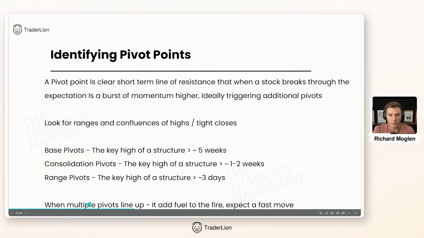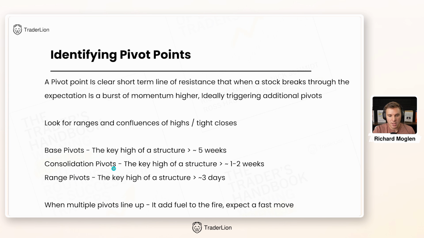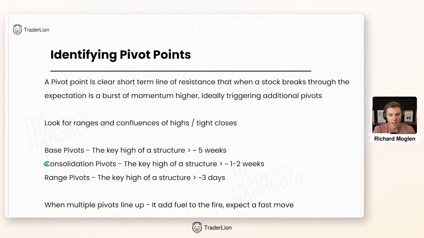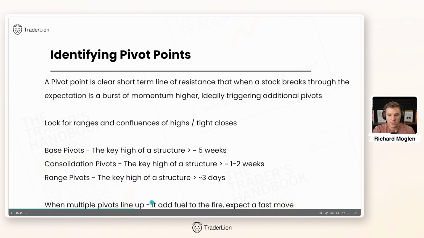And what's best is when multiple pivots line up. So you've got a breakout through a range pivot that triggers a consolidation pivot, that triggers a base pivot. That's when we see those breakout moves that really take off and go. And either you're on for the ride or it's left the station without you. This is the best possible scenario. You get on early with the range breakout, and then that triggers the actual base pivot breakout, and on day one you're up 5-10% already in the stock. So this adds fuel to the fire. And when this situation occurs, expect a fast move.